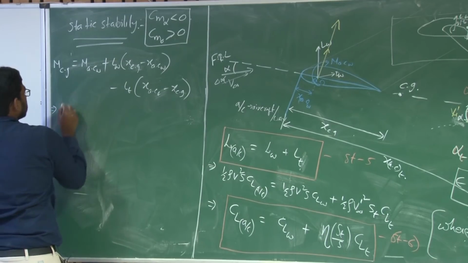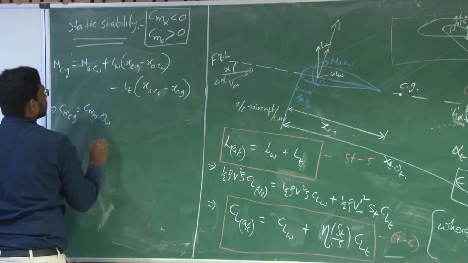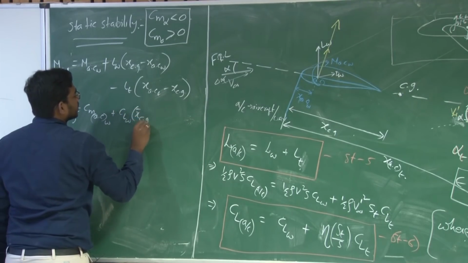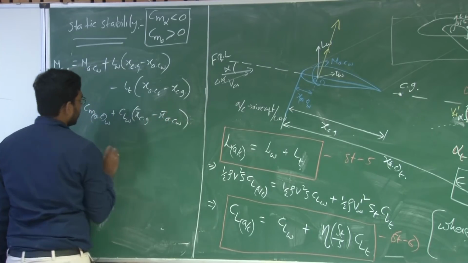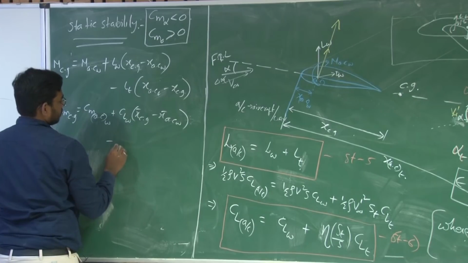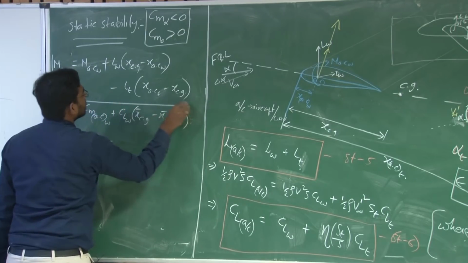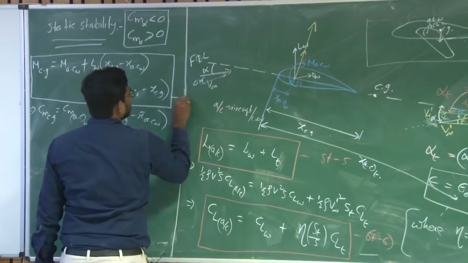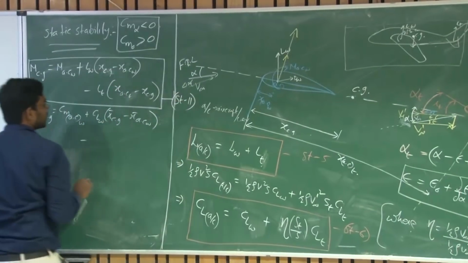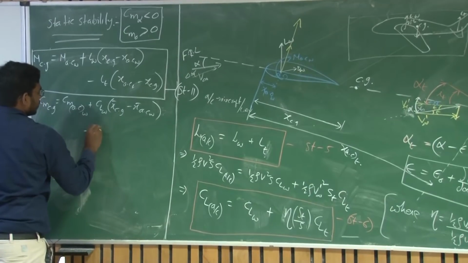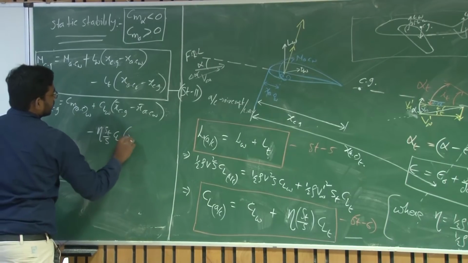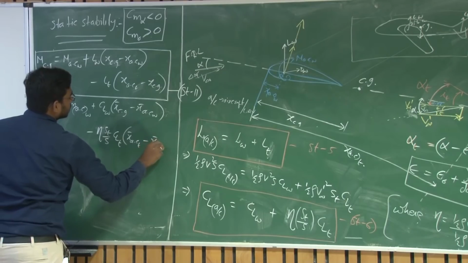If you non-dimensionalize, Cm about CG is equal to Cm about AC of wing plus CL of wing into x bar CG minus x bar AC of wing, minus eta ST by S into CL of tail into x bar AC of tail minus x bar CG. Consider this equation as ST11, stability 11.